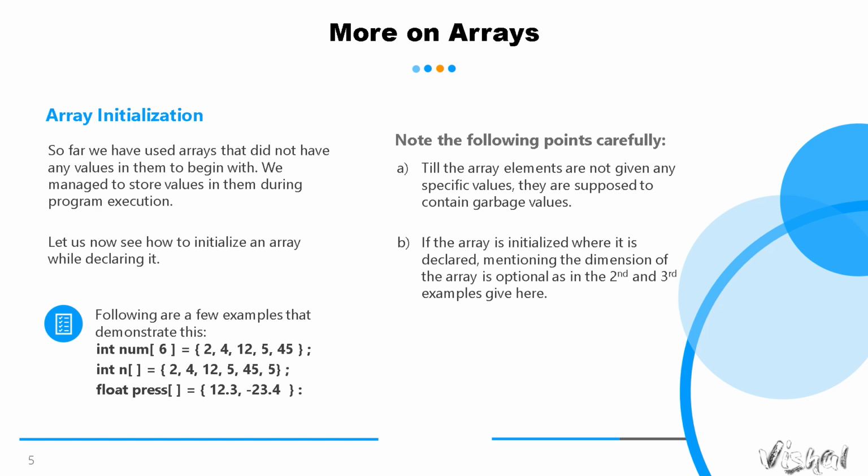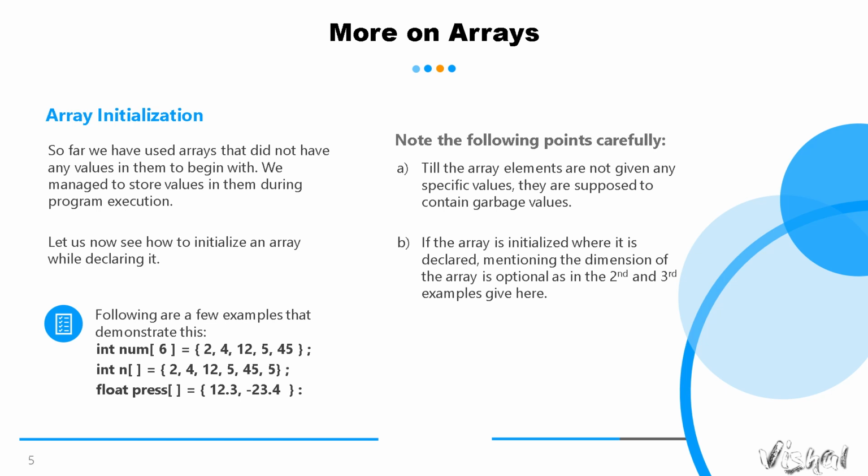And on the right side, note the following points carefully. Till the array elements are not given any specific value, they are supposed to contain garbage values. So it says that if you do not assign any value to the array, the array will automatically get some values, which are generally garbage values.